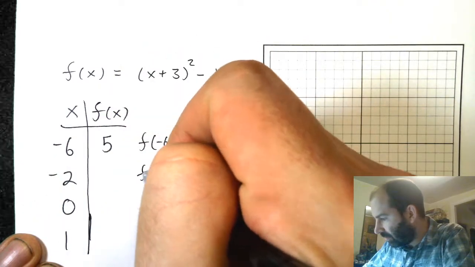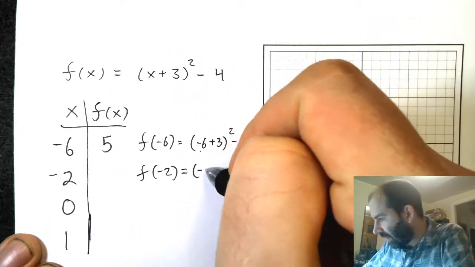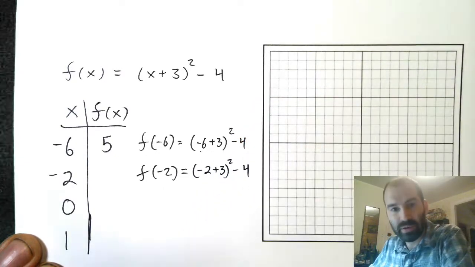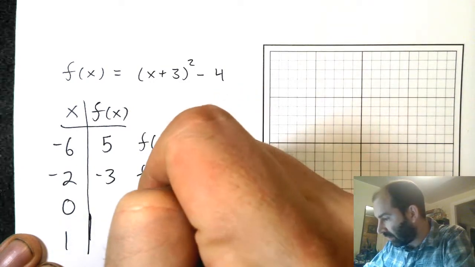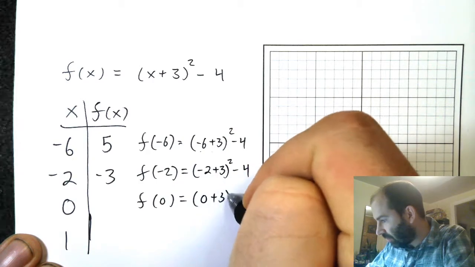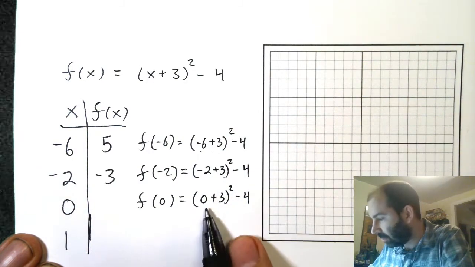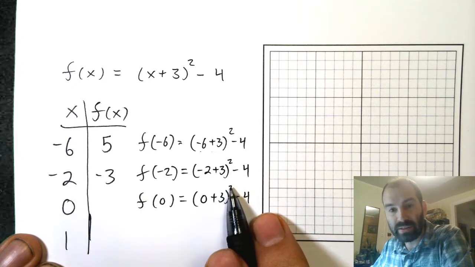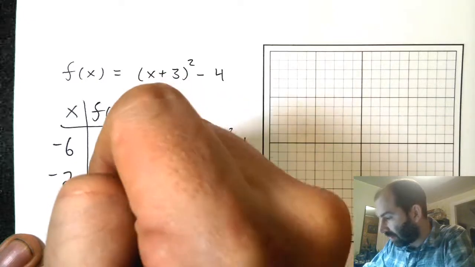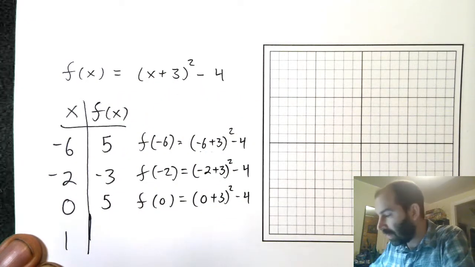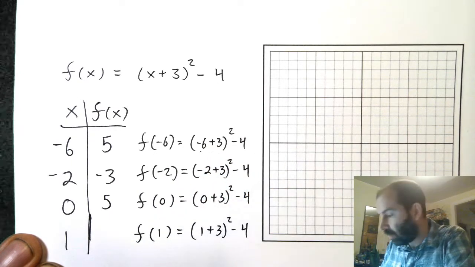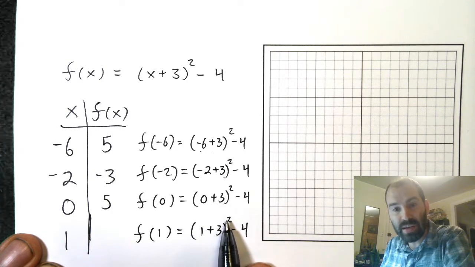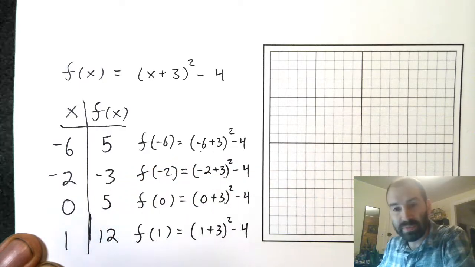If I take -2, that's f of -2. So that's going to be (-2 plus 3) squared minus 4. Okay, that's 1 squared minus 4. That's just 1 minus 4. That's -3. What happens when I plug in 0? 0 plus 3 squared minus 4. Okay, well 0 plus 3 is just 3. 3 squared is 9. 9 minus 4 is 5. Okay, and finally 1. 1 plus 3 squared minus 4. 1 plus 3 is 4. 4 squared is 16. 16 minus 4 is 12.